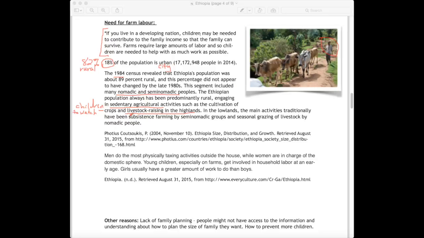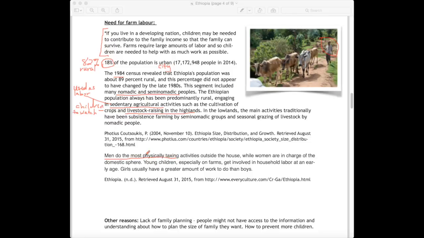Or if you're doing agriculture, right? Children are going to be used on the farm as labor. Remember that most of the labor on these farms is not going to be done by machinery, it's going to be done by hand, and so you're going to need as many people to farm as possible. Again, let's look down at another example.